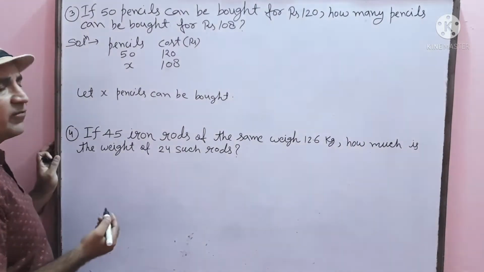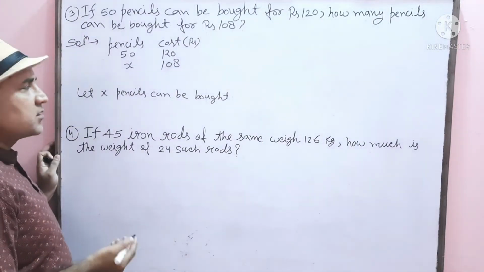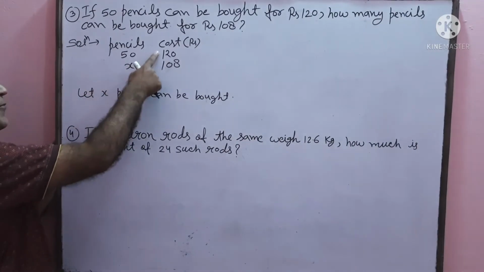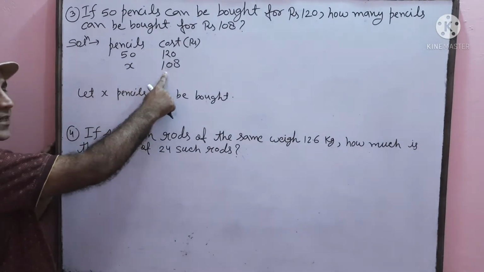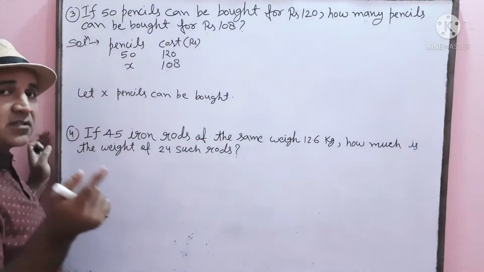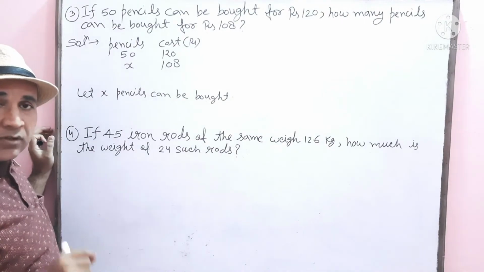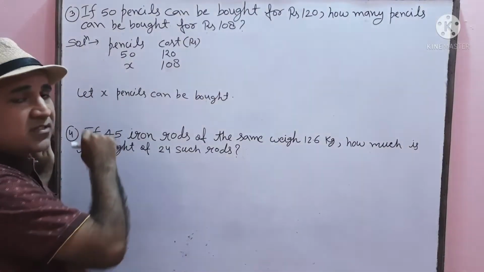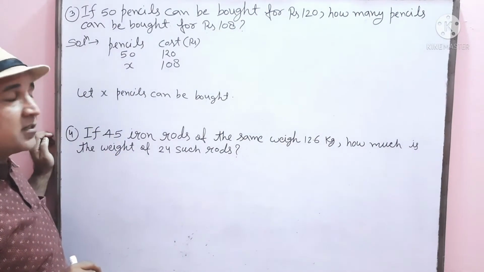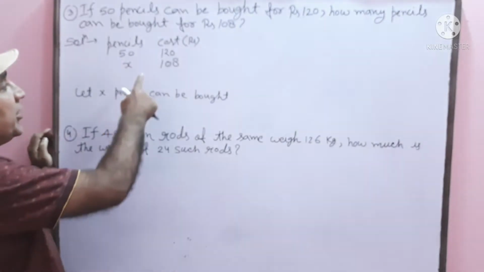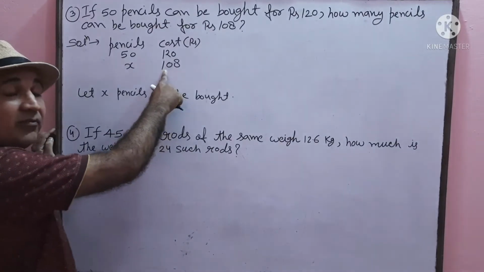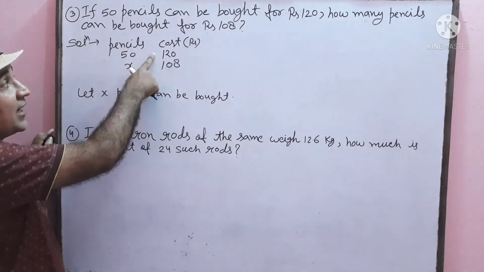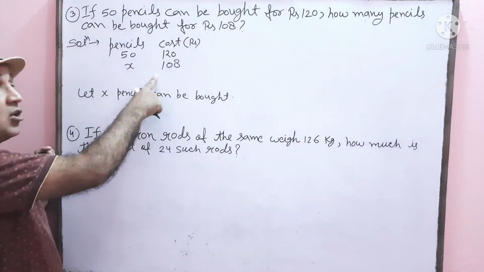Okay, now check which relation is there. Children, we know that if cost is increasing, that means the number of pencils is also increasing. Because if the cost of 50 pencils is 120 rupees, then definitely if we, wait a minute, here the cost is decreasing.